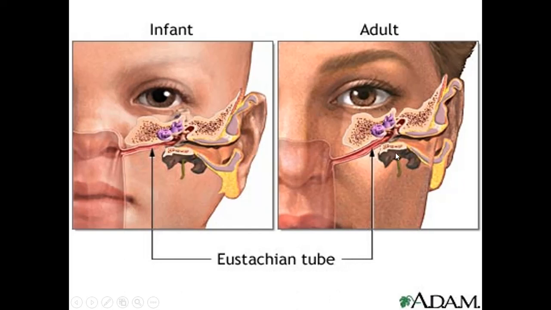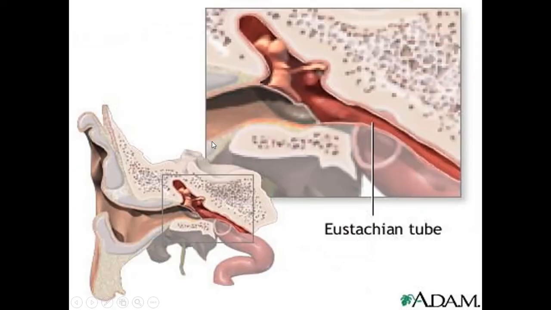Here, you can see the eustachian tube connecting the middle ear cavity with the posterior part of the nose, that is nasopharynx. In children, this tube is wider, shorter and straighter, whereas in adults, this tube is narrower, longer and more curved. That is why the chances of spread of infection from the nasopharynx to the ear are lesser in adults as compared to children or infants.